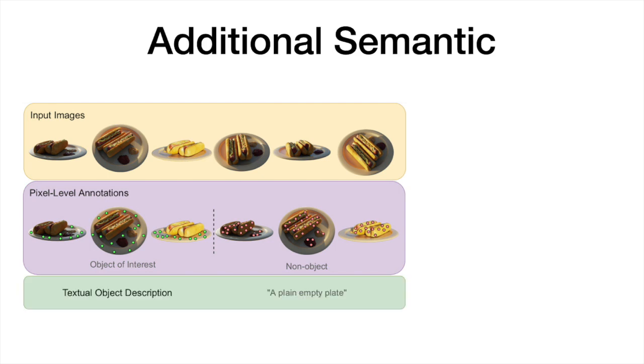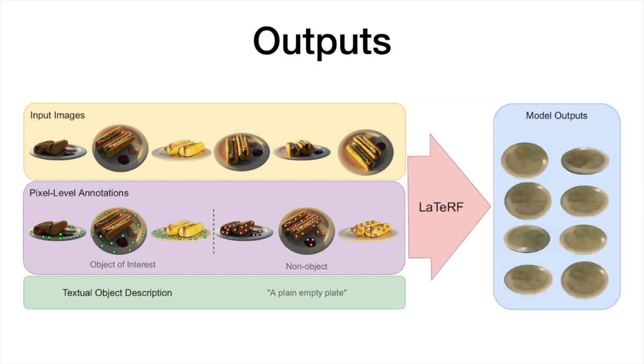In order to handle the occlusions, some sort of additional semantic is needed for the object of interest. We ask the end user to describe the object of interest in a piece of text. LaTeRF combines all of these inputs and provides the 3D representation of the object as an object radiance field. These 3D assets can be used in applications such as AR and VR, photorealistic simulators, and content creation.